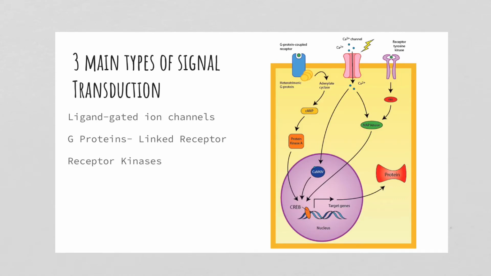And there are three main types of signal transduction pathways. Again, these are usually all for polar ligands. Basically, for our signal transductions, we're going to have the G protein coupled receptors shown right here. We can have a ligand-gated ion channel, and then also we can have our receptor kinases shown here.